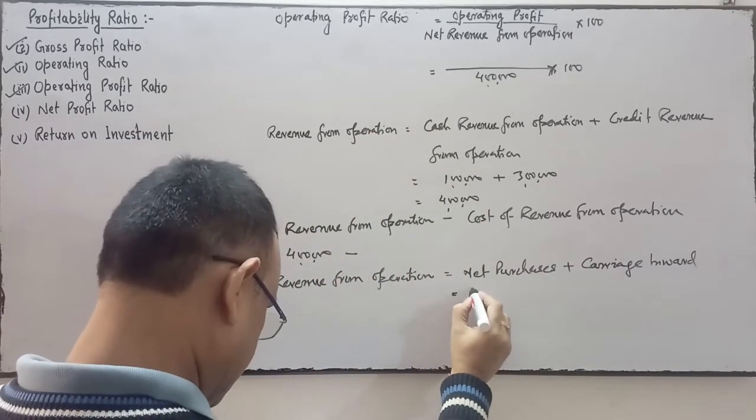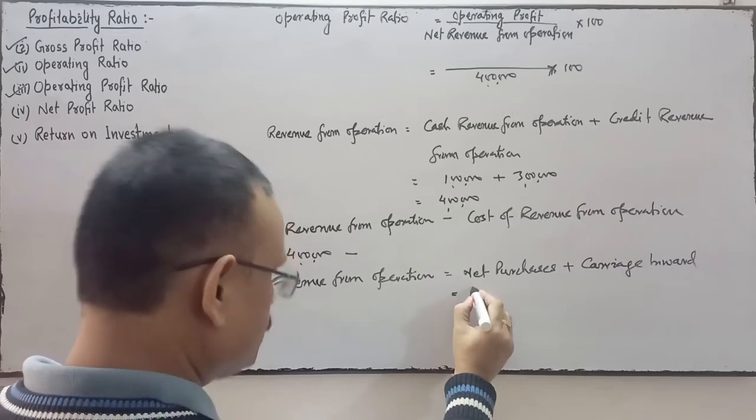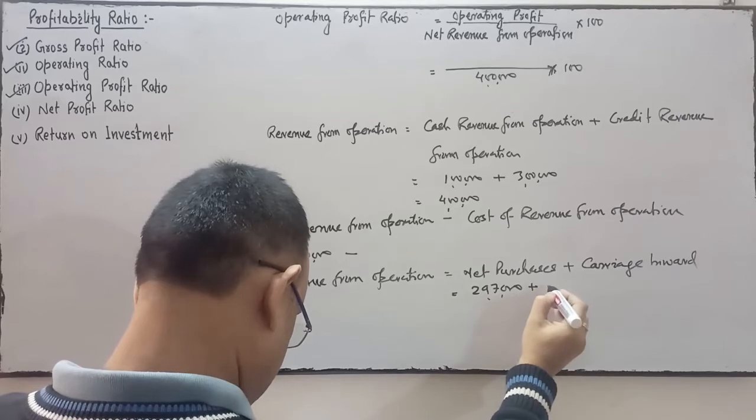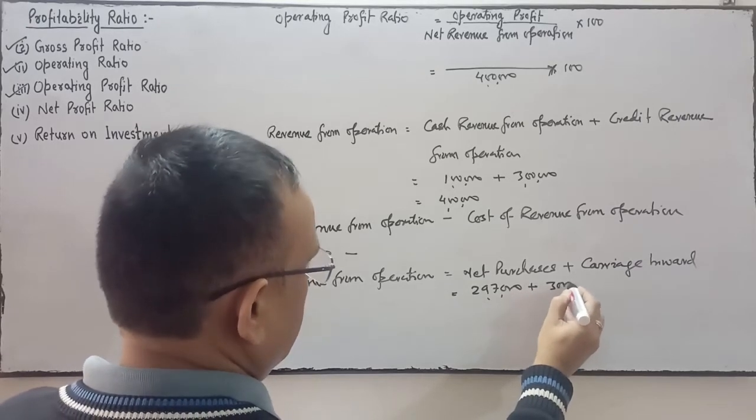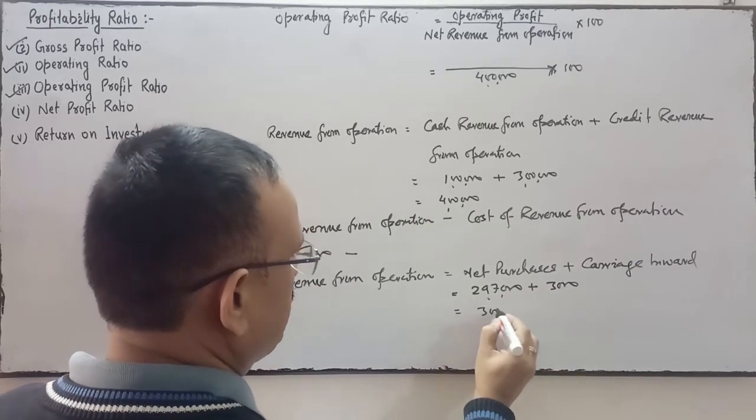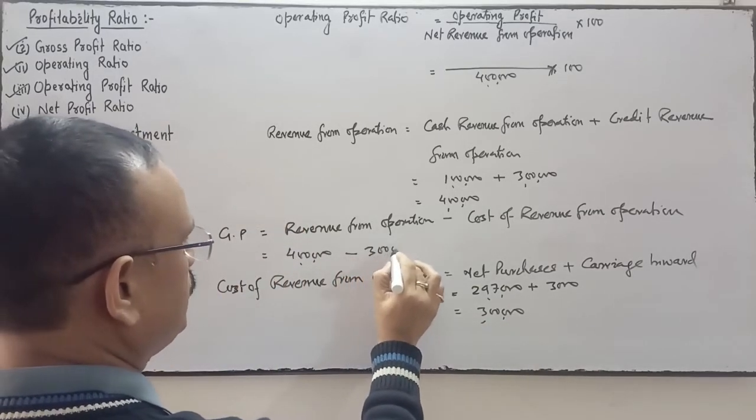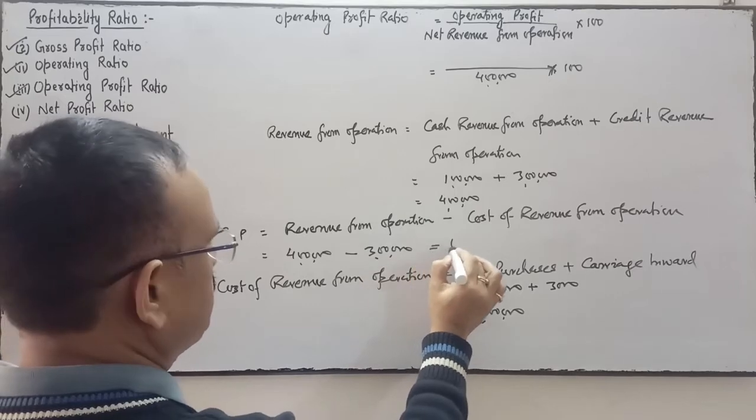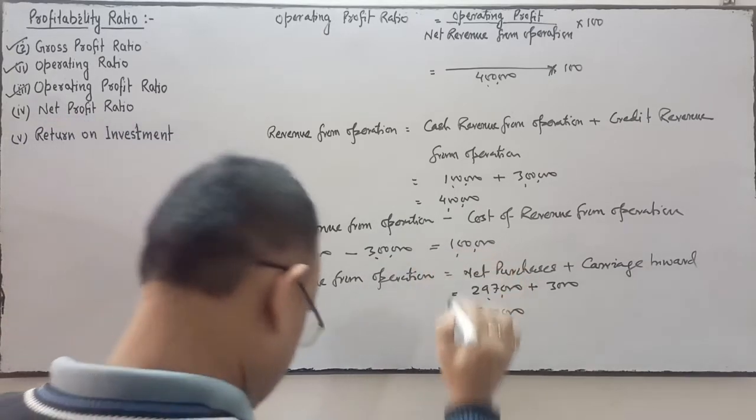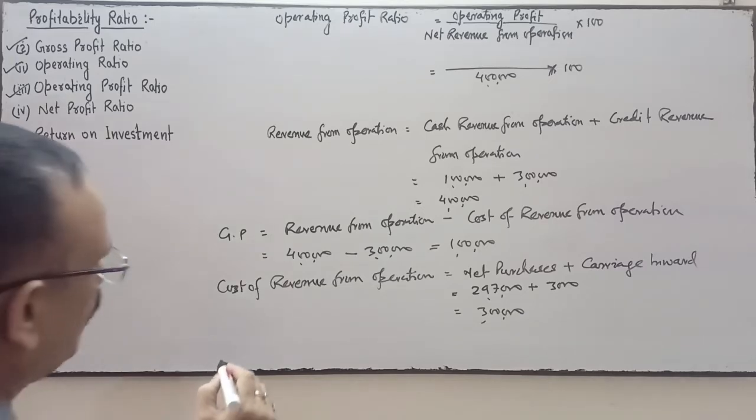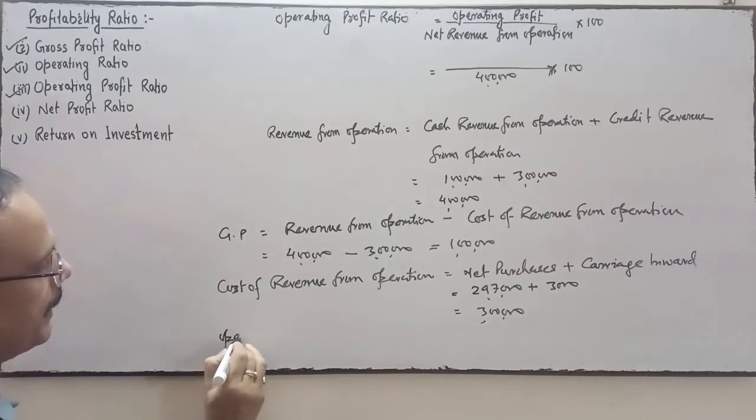So in this question net purchase is 2,97,000 and carriage inward is 3,000. So it is 3 lakh rupees, the cost of revenue from operation. So cost of revenue from operation is 3 lakhs. It means GP, gross profit, is 1 lakh. Here it is clear, gross profit is 1 lakh.